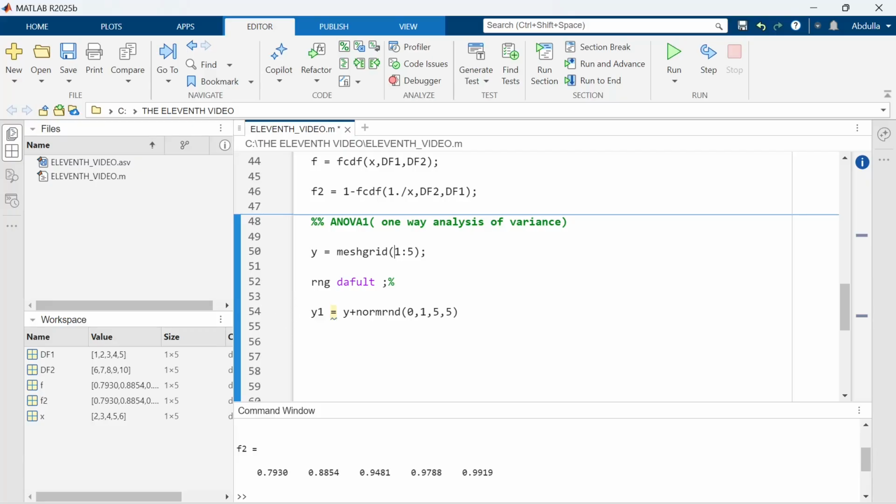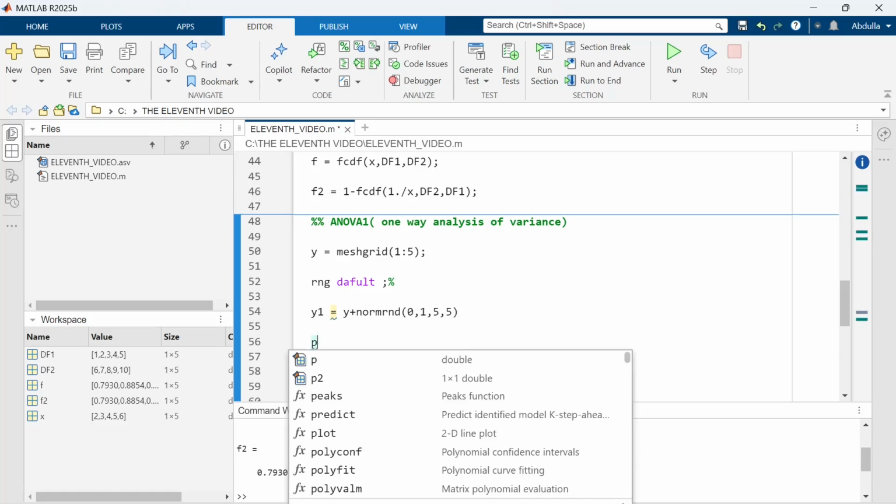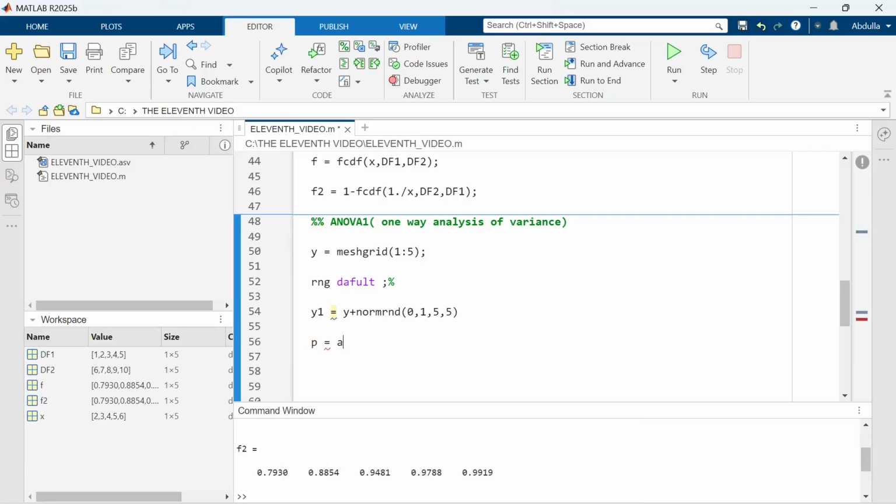Now y1 is the value, the input variables that I will plug into the ANOVA one function. Basically, randn is the normal random numbers. That's why, when we use rng for reproducibility, it is always followed or combined with using randn after. Okay, so let's see what we get when we make p equal anova1 of y1.